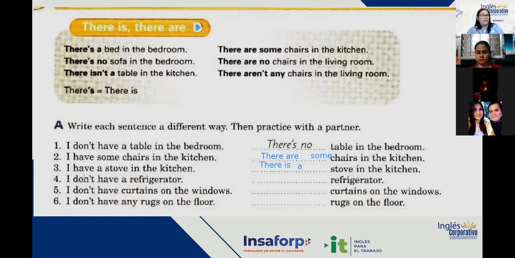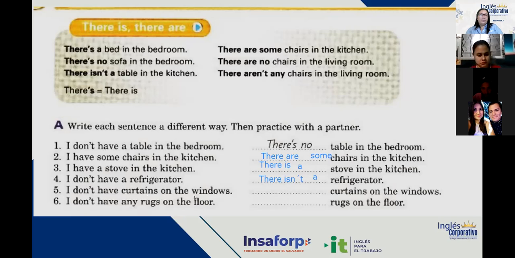Okay. I don't have a refrigerator. There isn't a refrigerator. That is optional. Si ustedes quieren decir there's no, también está correcto. Pero lo más común que escuchen va a ser there isn't a refrigerator. Ay, siempre nos olvidamos de la a. I'm sorry. There isn't a refrigerator. A means one.